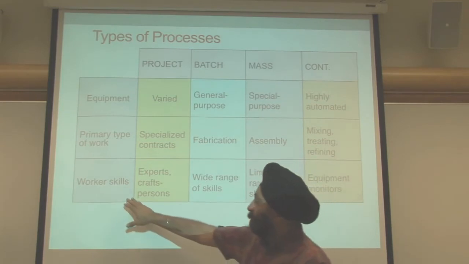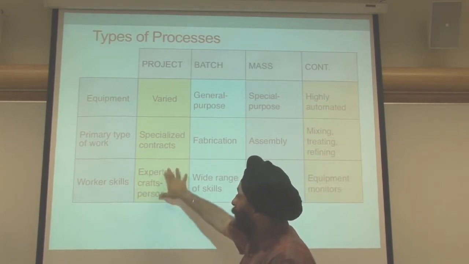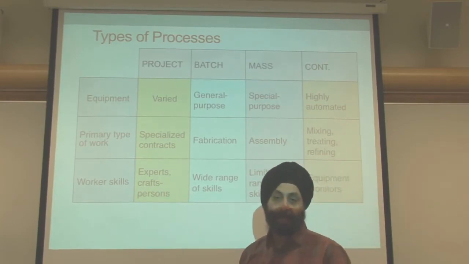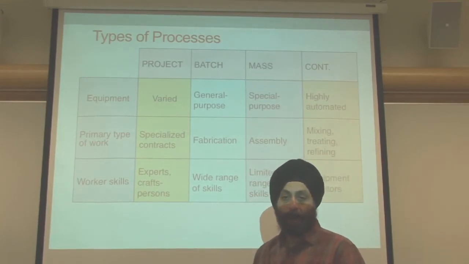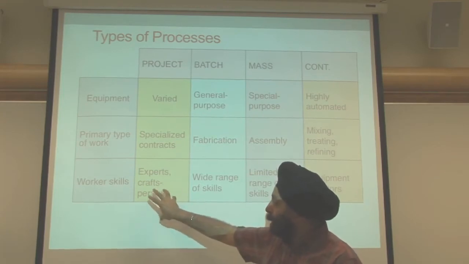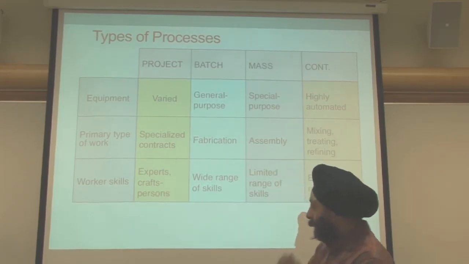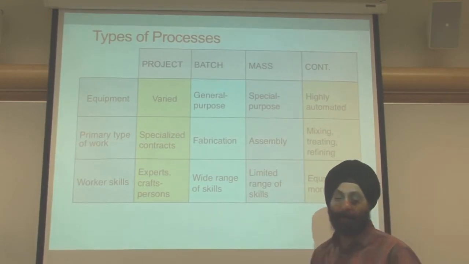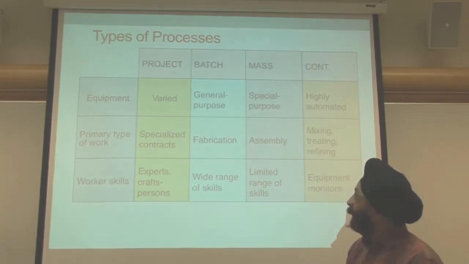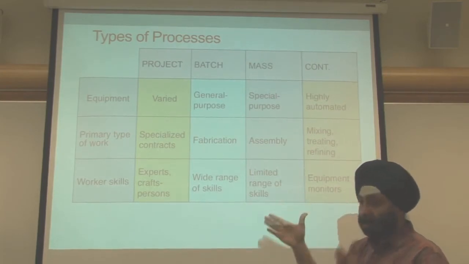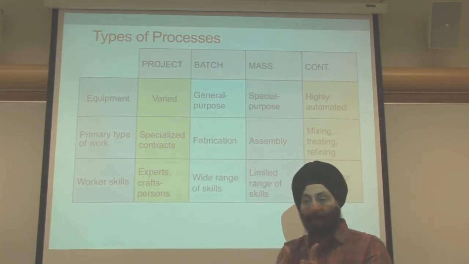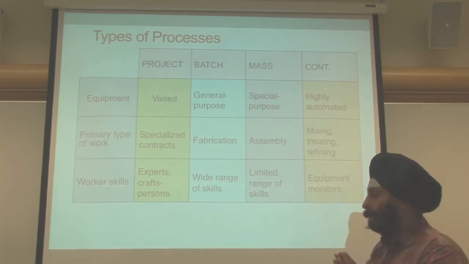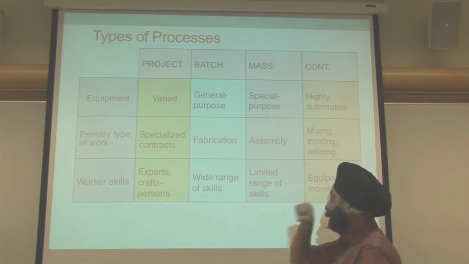So in terms of worker skills, you are looking at experts, craftsmen who actually have lot of high skills because manual labor is much more important over here. In batch production, there still are multi-purpose workers who have variety of skills. They can do multiple things. And in terms of mass production, they need to have specialization in a smaller set of skills, and they need to do a good job of it.